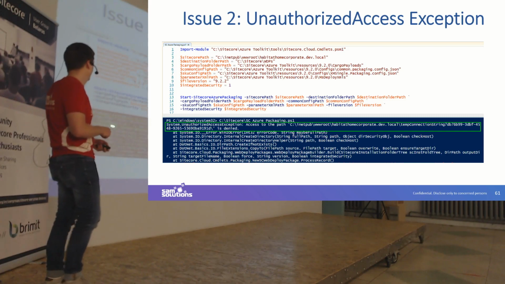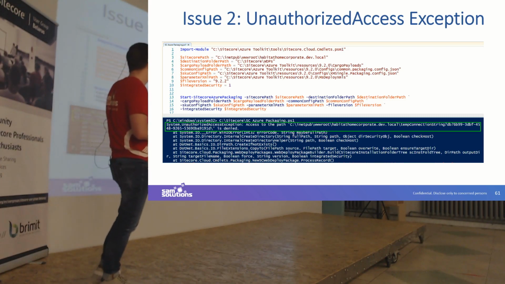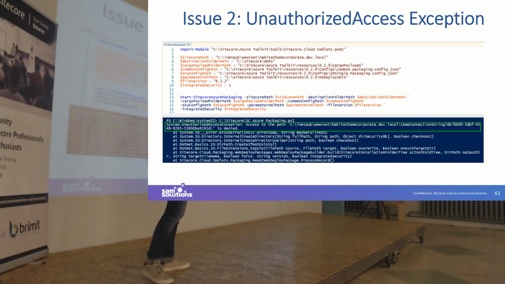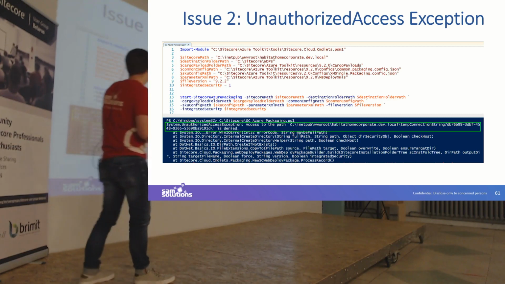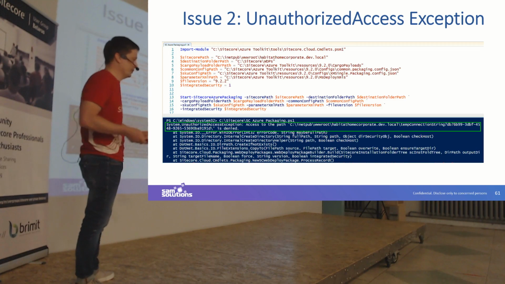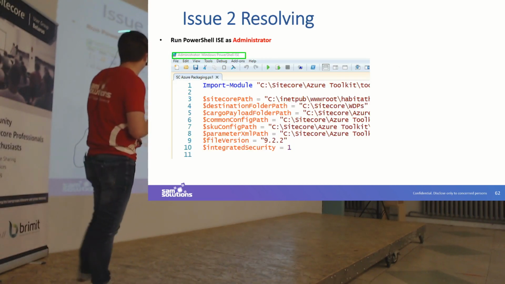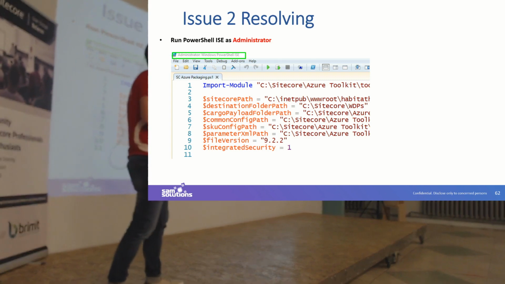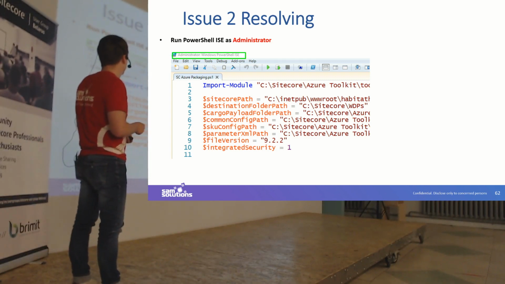This is an authorized exception, and as we can see, the process would like to add some files in a real root website in our local environment. Okay, so the first solution we do not need. I just rerun my PowerShell tool with administrator.